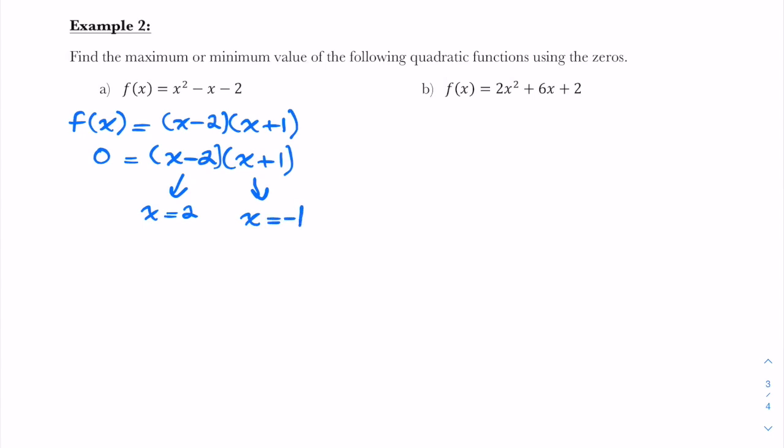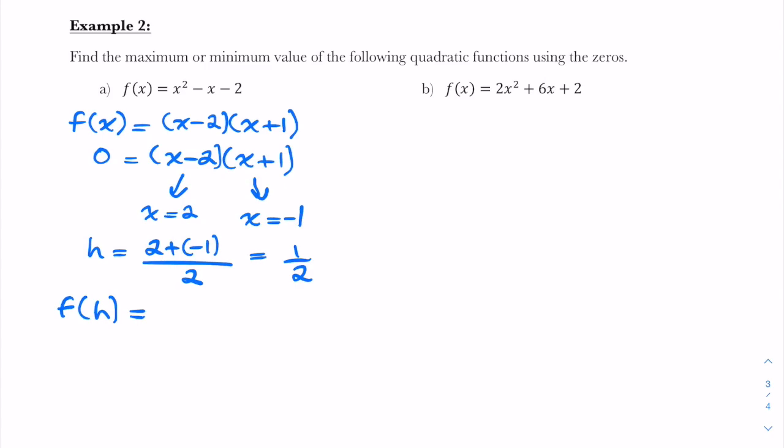Those are your x-intercepts. So the x-coordinate of the vertex, or the h value, is just simply an average of the two. So 2 plus negative 1 all over 2. That's going to give you 2 take away 1, or positive 1 all over 2. So we get an h value of 1/2. Finally, to find the y-coordinate of the vertex, which will be the maximum or the minimum value, we input the h value into the function. Please plug it into the original function.